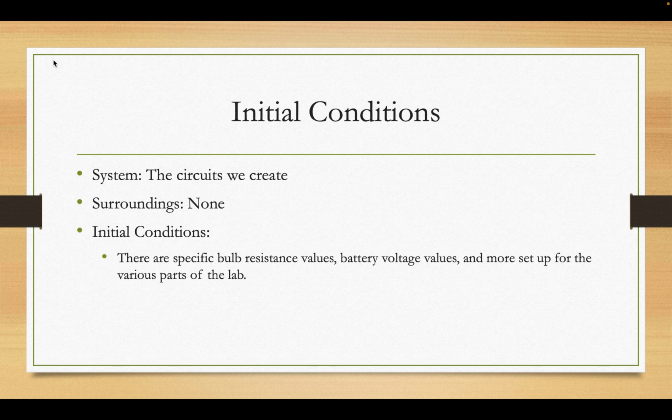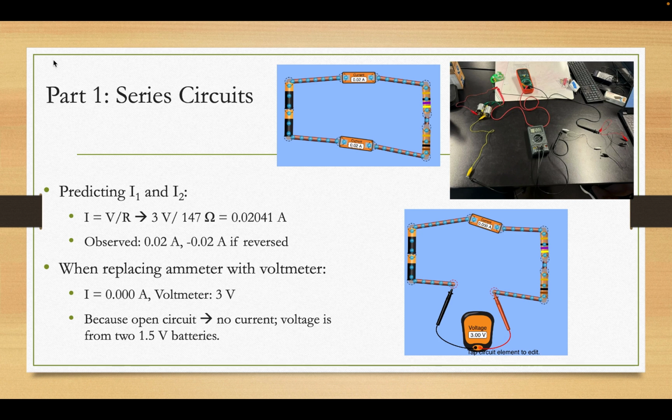Initial conditions for each part: there are specific resistance values we had to set our bulbs to, and specific voltage values we had to set our battery to, and there were different setups for different parts of the lab. For part 1, we created a series circuit with two 1.5 volt batteries and two resistors, one of 47 ohms and one of 100 ohms. Predicting I1 and I2, the two ammeters would have the same current because this is a loop, and summing the total voltage divided by the total resistance, we got 0.02041 amperes. Observed here, it's 0.02 amps, and if it's reversed, it's negative 0.02.